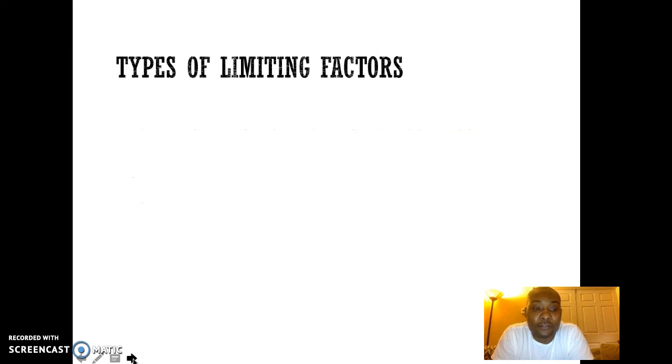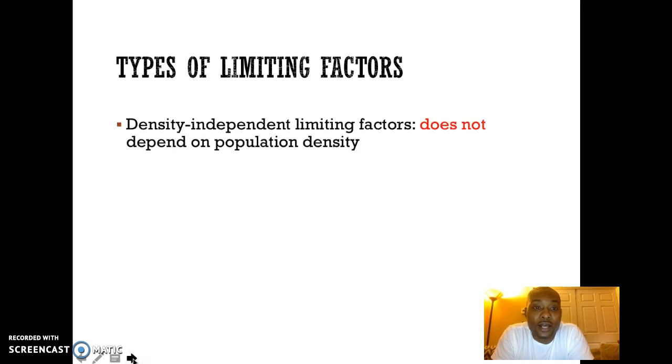The other type of limiting factor is the density independent limiting factor, which means that this does not depend on the population density. It doesn't depend on how many of these organisms there are in an area. Some of these would include hurricanes or any other types of unusual weather. This doesn't depend on how many organisms there are. If there's a hurricane or any unusual weather, it's going to affect the organisms in that area.